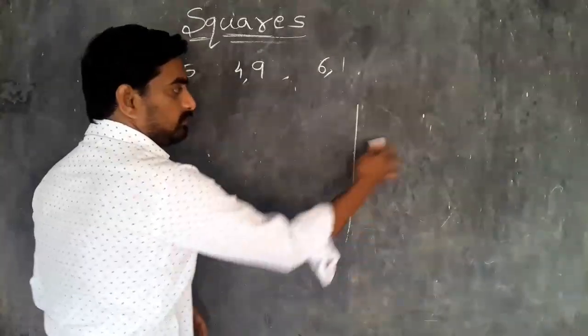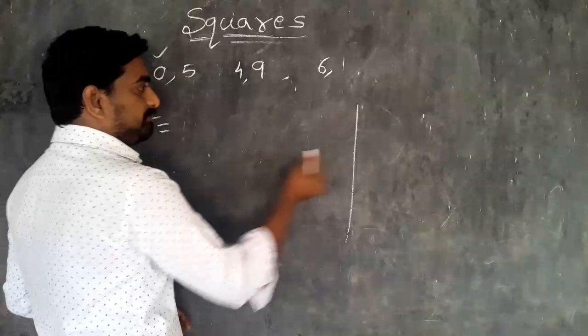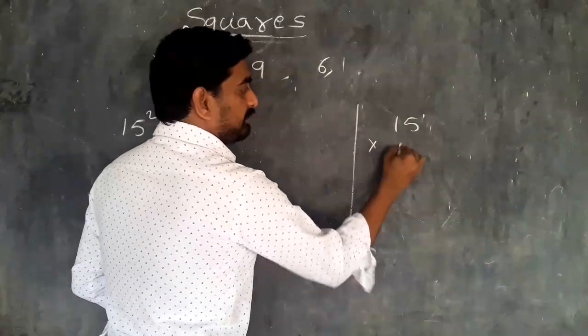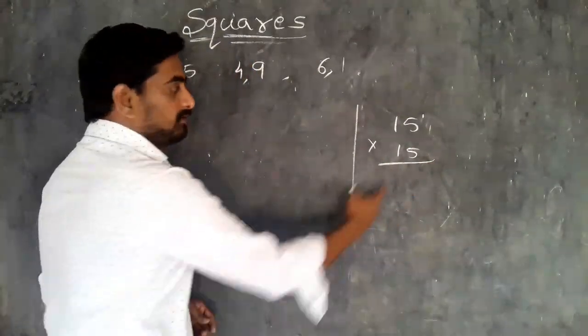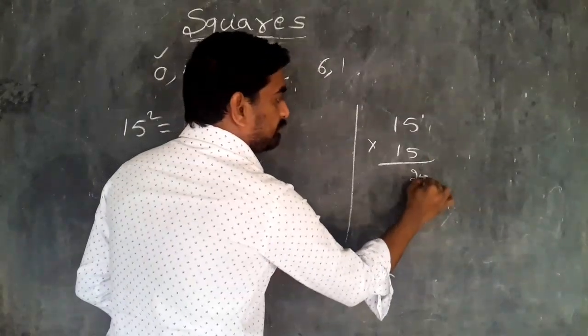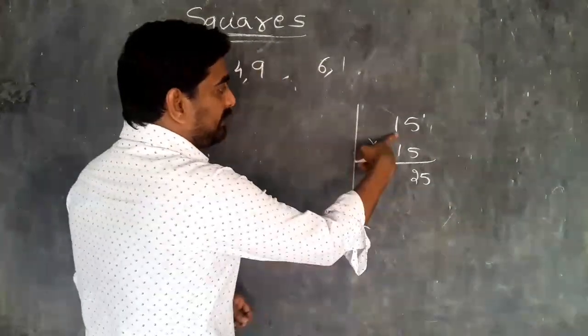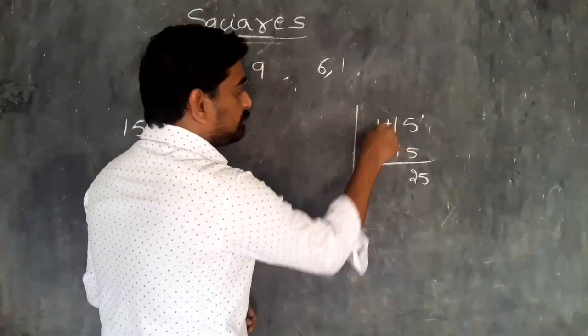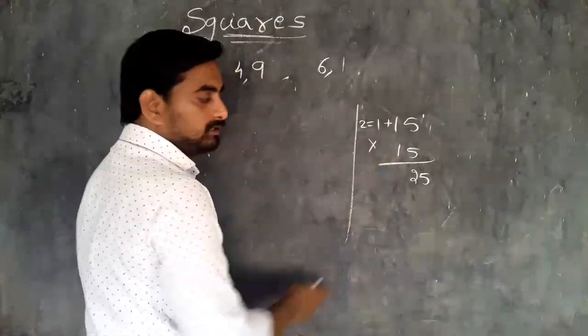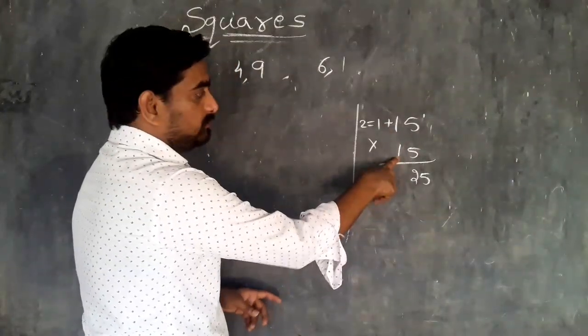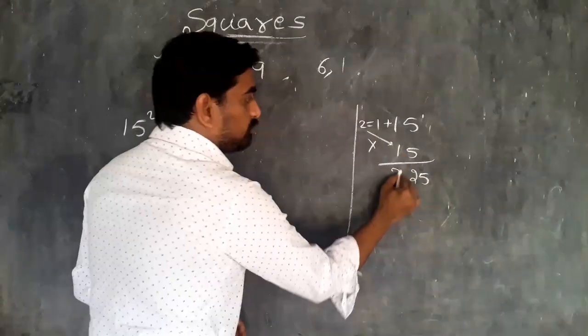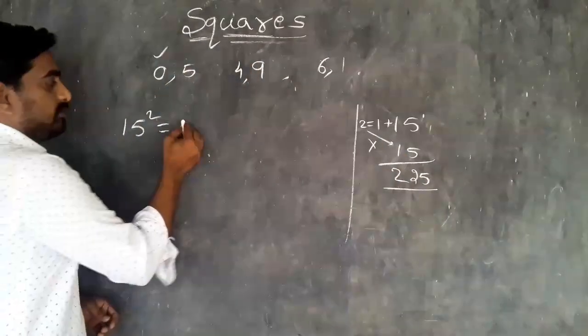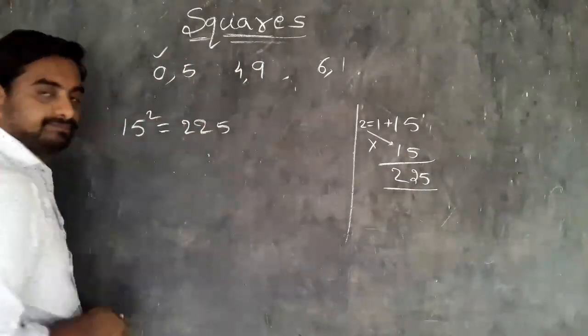See here, I do some rough work. 15 square means 15 into 15. 5 5s are 25, and for the remaining number, add 1, that means we get 2. So here we leave the 1, so 2 into 1, 2 1s are 2. So 15 square means 225.